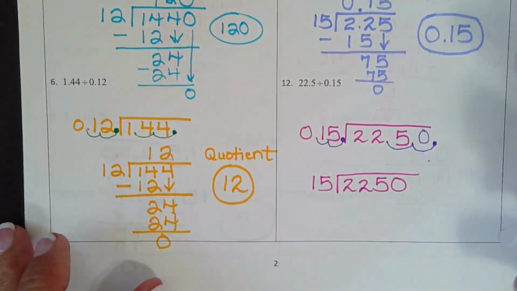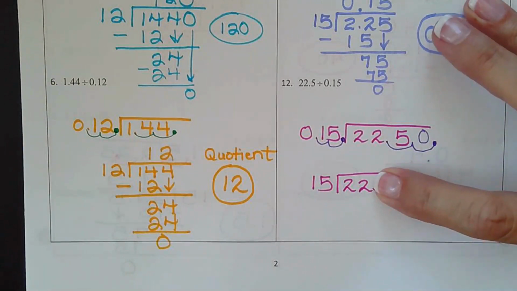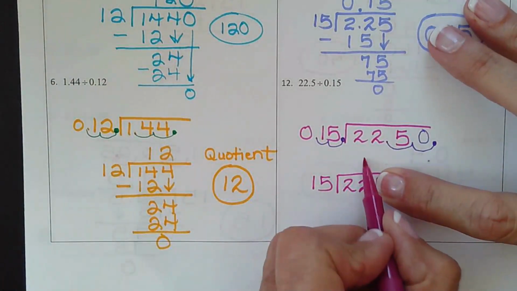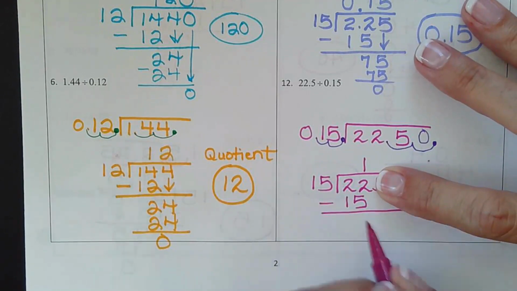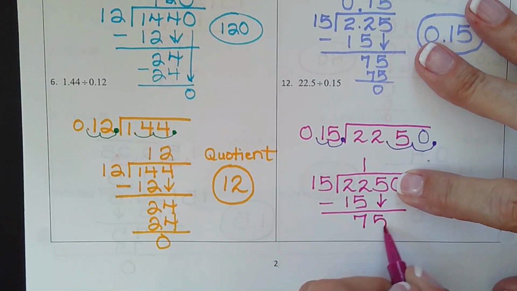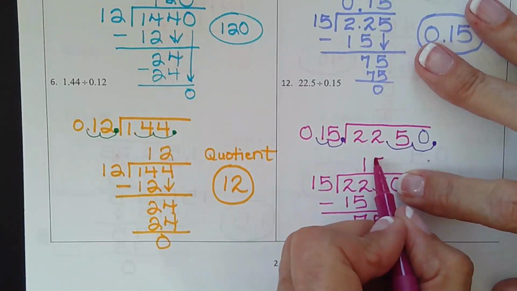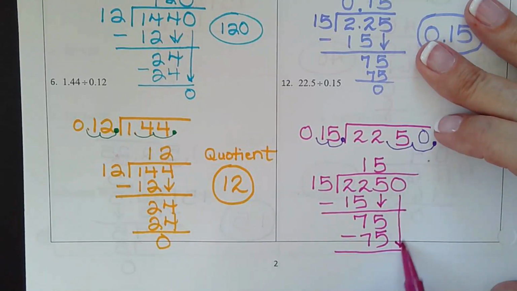And then we start these same numbers again. So 15 goes into 22 once. 1 times 15 is 15. Draw the line, change the sign, that is 7. Bring down the next number, 5. 15 goes into 75 5 times. Draw the line, change the sign, bring down the next number, which is 0.